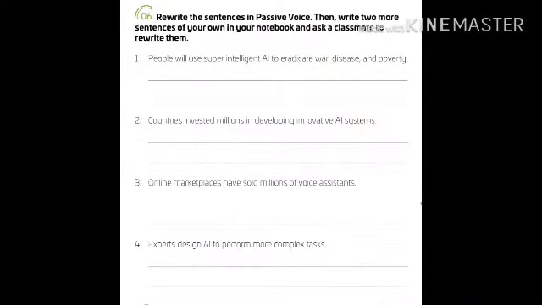Now, in this exercise, and here it's important, you have to rewrite the sentences using passive voice. I will help you with the first. It says, people will use super intelligent AI to eradicate war, disease, and poverty. Okay, so it has to be: super intelligent AI will be used to eradicate war, disease, and poverty.